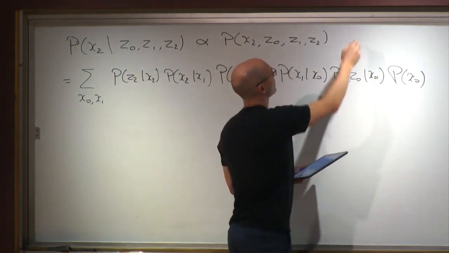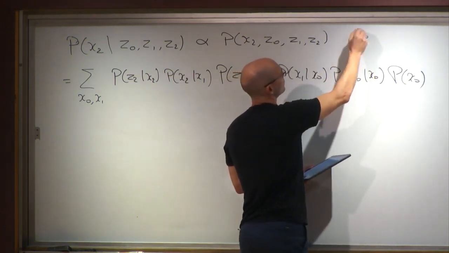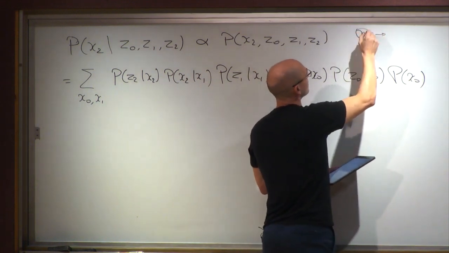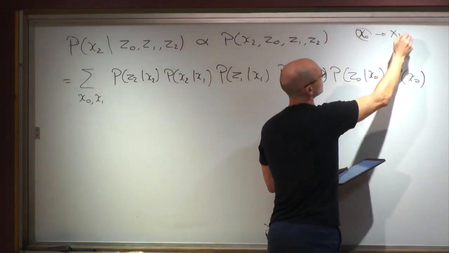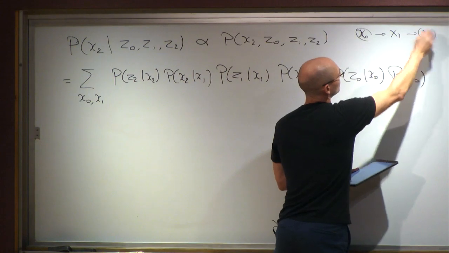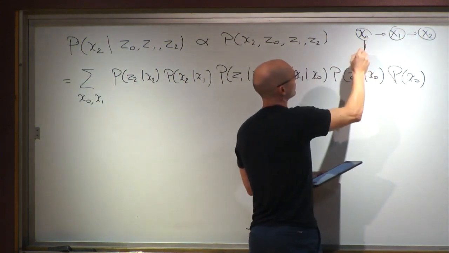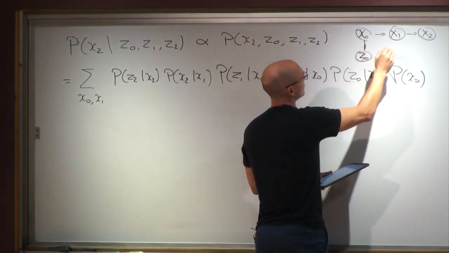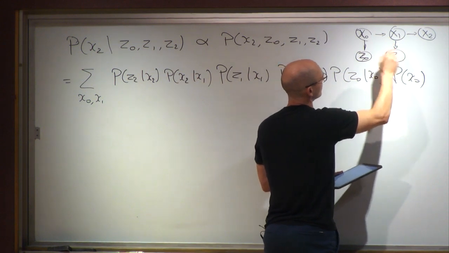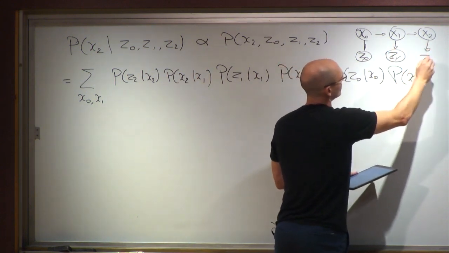And the graph corresponding to this is x0, x1, x2, and then observed z0, z1, z2.